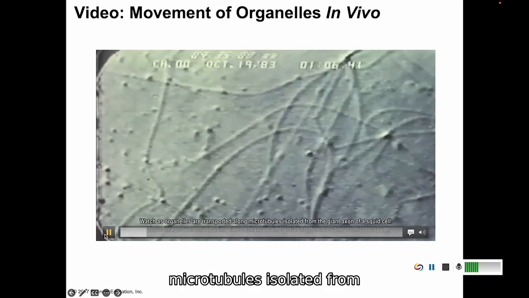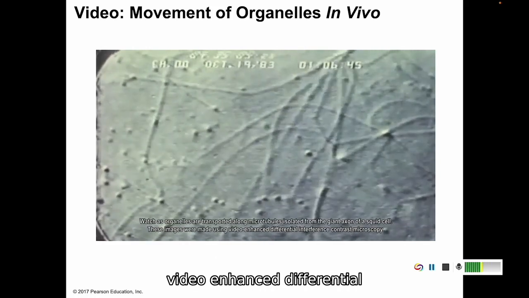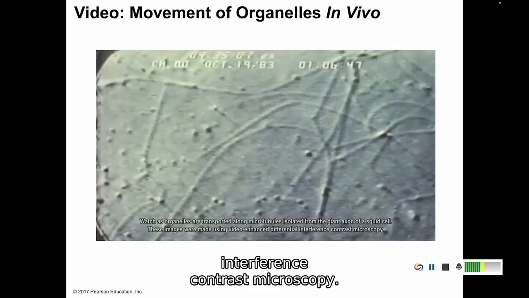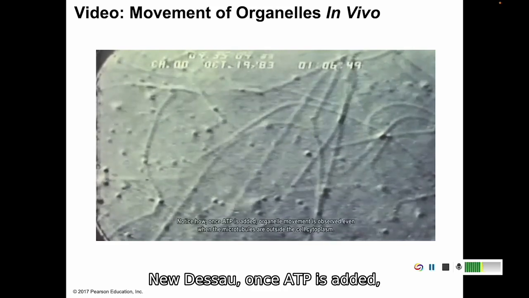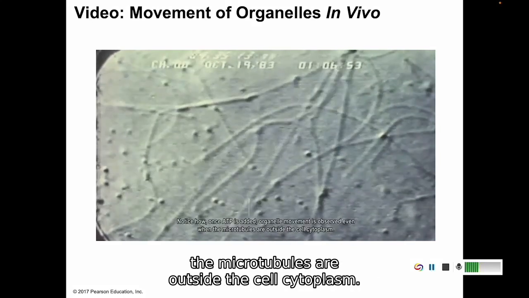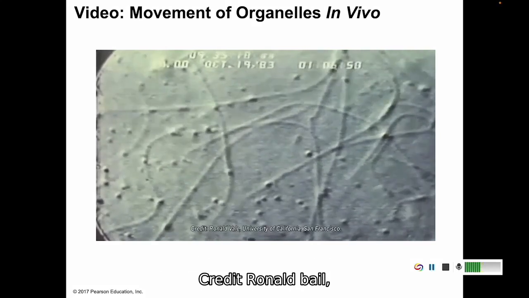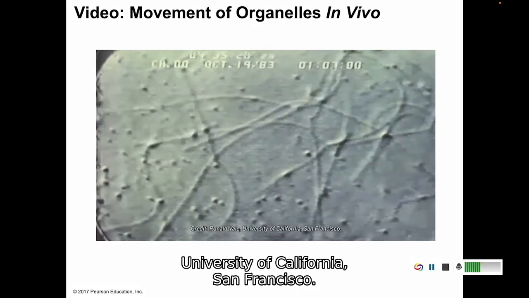Microtubules isolated from the giant axon of a squid cell. These images were made using video-enhanced differential interference contrast microscopy. Notice how, once ATP is added, organelle movement is observed even when the microtubules are outside the cell cytoplasm. Credit: Ronald Vale, University of California, San Francisco.